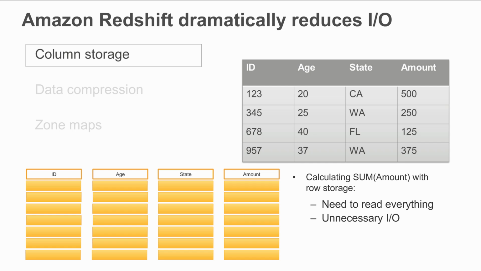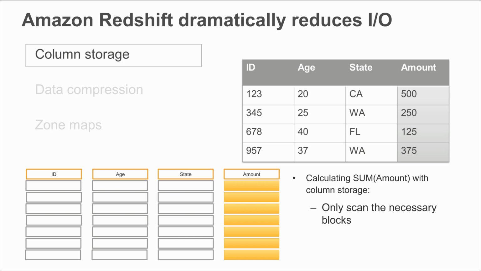And in this diagram, blocks containing data which would be scanned in a row storage database are highlighted as orange. But in columnar storage, we can access only the column of interest and reduce the number of blocks needing to be scanned significantly.